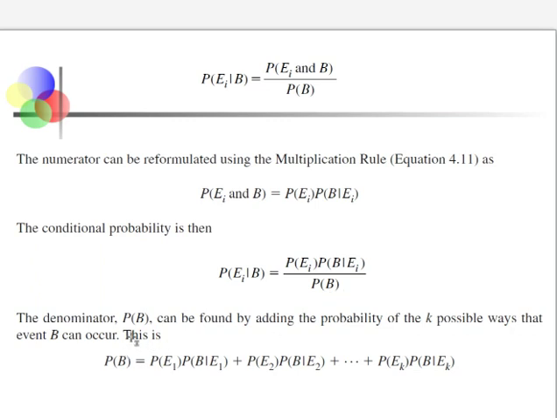The denominator P of B here can be found by adding the probabilities of the key possible ways that event B can occur. This is P of B equals P of E1 times P of B given E1, plus these other terms. That will be iterative, depending on how many of them there are.